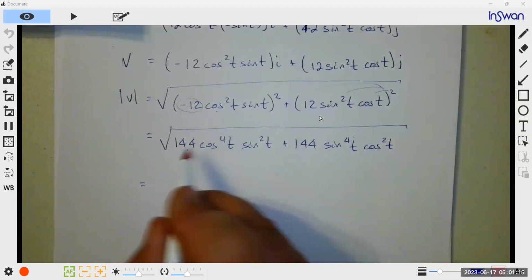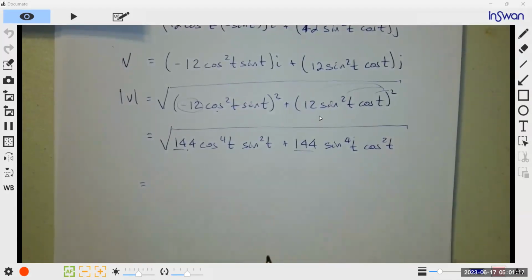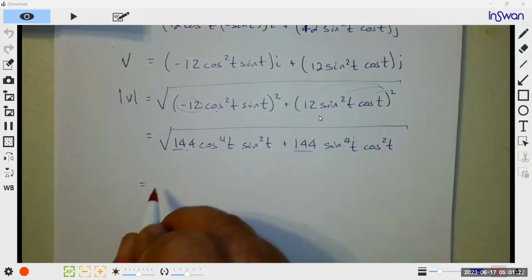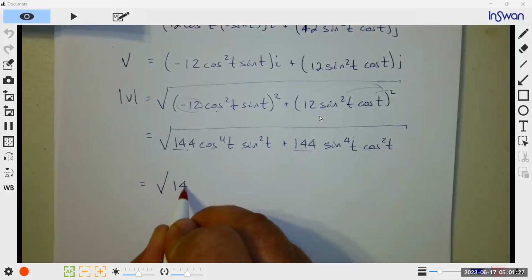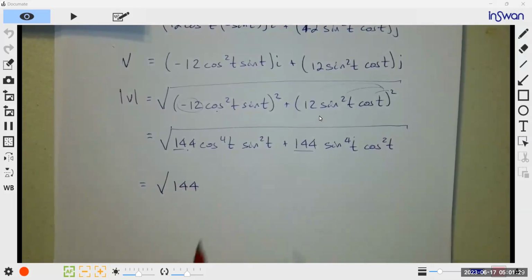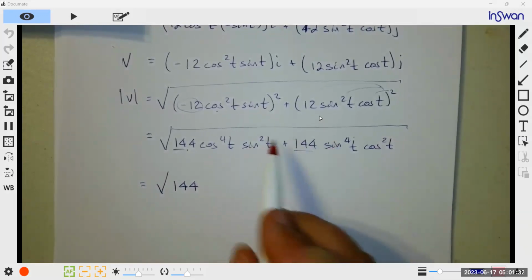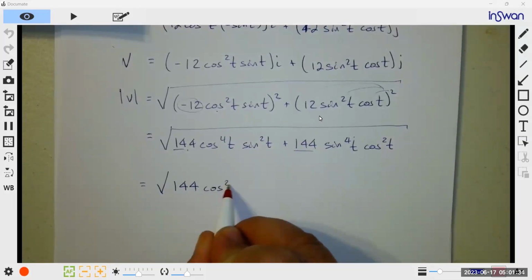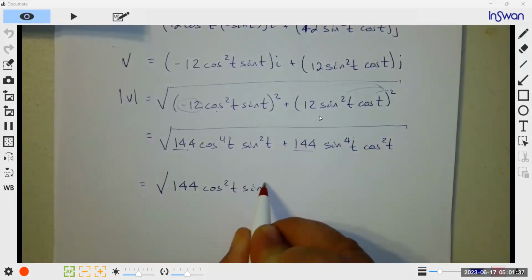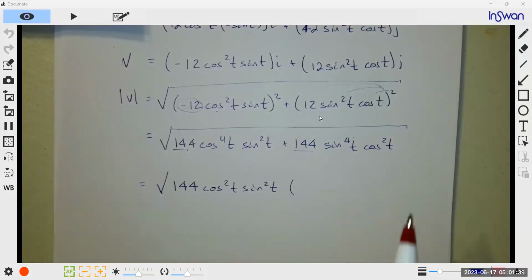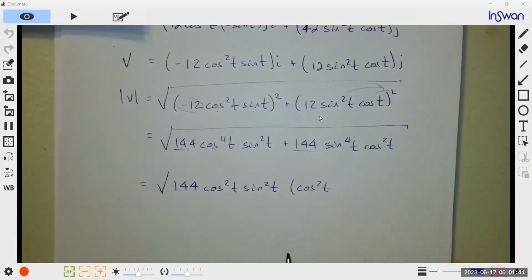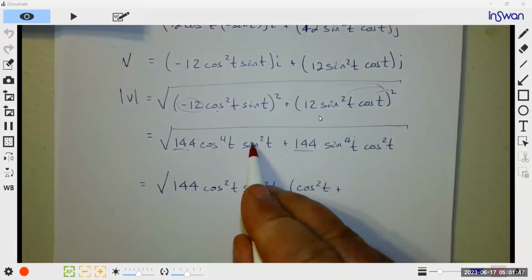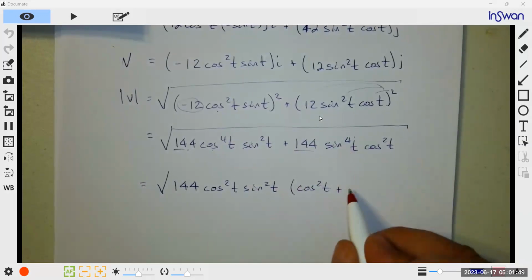So they both have a 144. Actually, let's see what they have in common. They both have a 144. They both have 2 cosines and 2 sines. So I took out the 144, took 2 cosines out, so I have 2 left. Those are all gone. That's gone. That's gone. So I have 2 more of those.